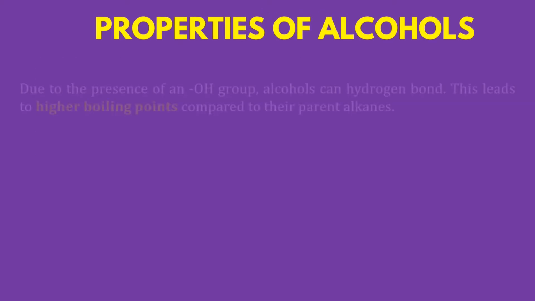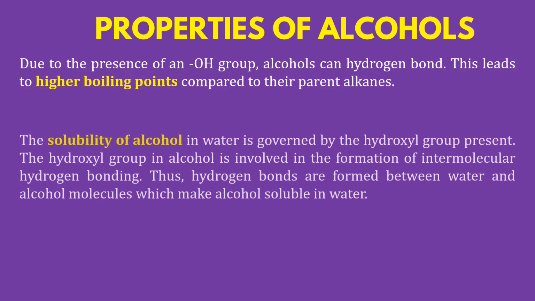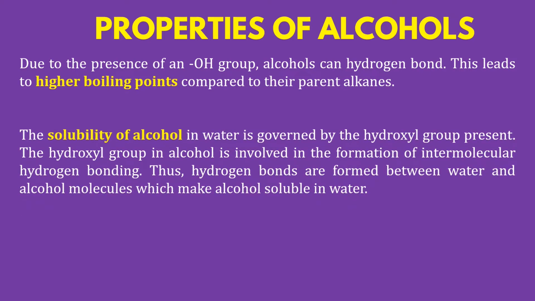Properties of alcohols. Due to the presence of an OH group, alcohols can hydrogen bond. This leads to higher boiling points compared to their parent alkanes. In general, the boiling point of alcohols increases with an increase in the number of carbon atoms in an aliphatic carbon chain. Second, the solubility of alcohol in water is governed by the hydroxyl group present.